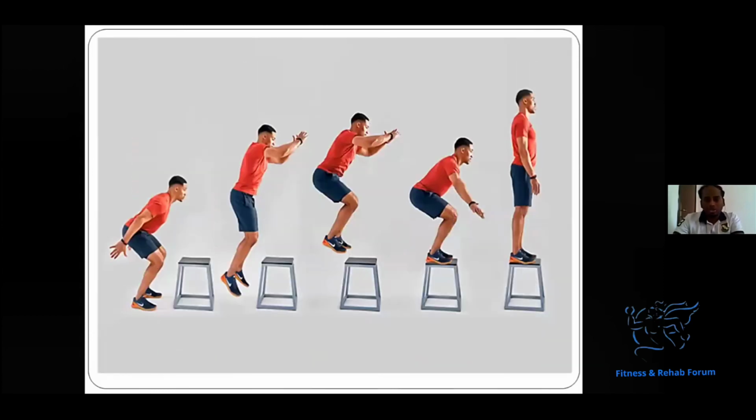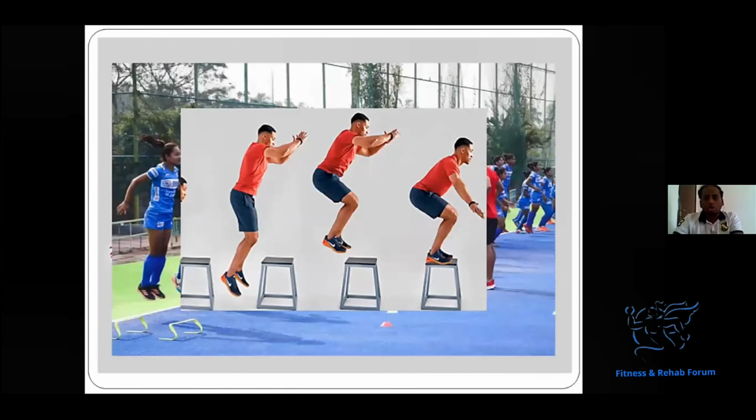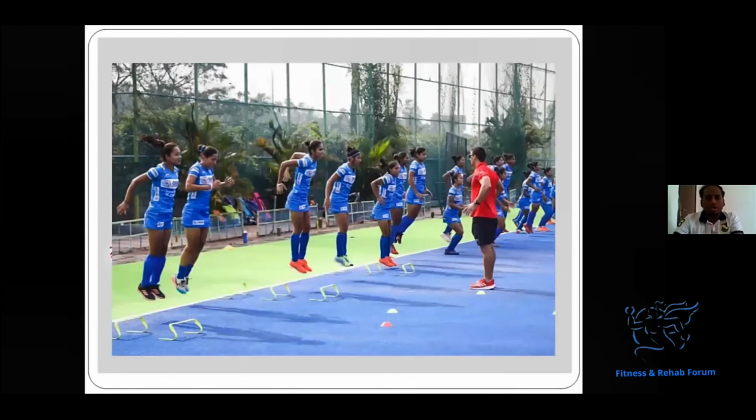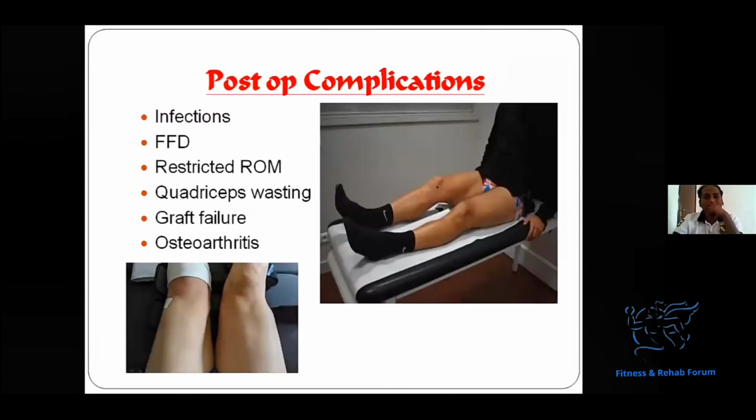So again, the box jump. On the field with the physio or your trainer, you can start training with your other players. Always remember, you cannot go directly to the same level at which he got injured or which he was playing. He should go one level lower, and only then should he do that training.